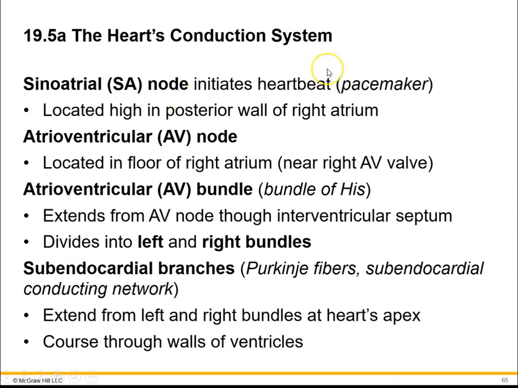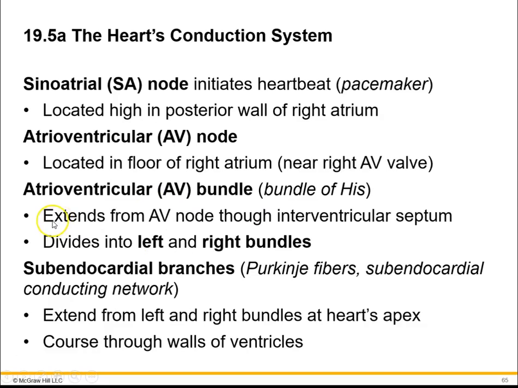All right, so what are the parts of the conduction system? Well, it starts at the sinoatrial node, or the SA node. This guy initiates the heartbeat, so it is the heart's natural pacemaker. It's located high up in the posterior wall of the right atrium. Then you've got the atrioventricular node, or the AV node. This is located in the floor of the right atrium, near the right AV valve. So the impulse goes from the SA node to the AV node, then to the AV bundle. This is also called the bundle of His.